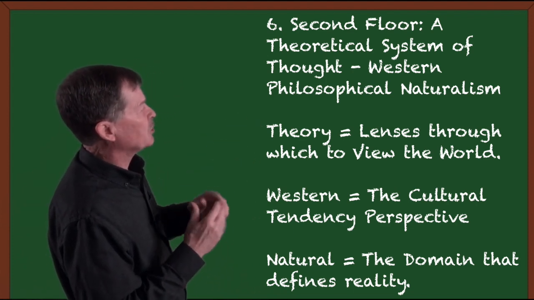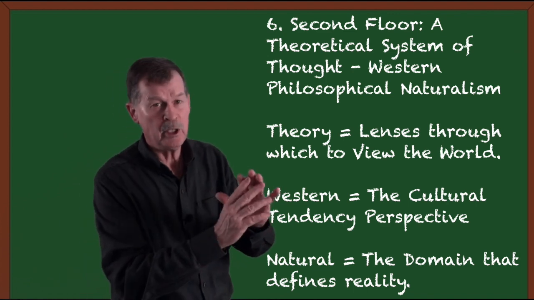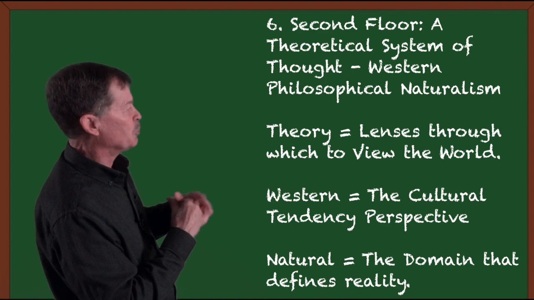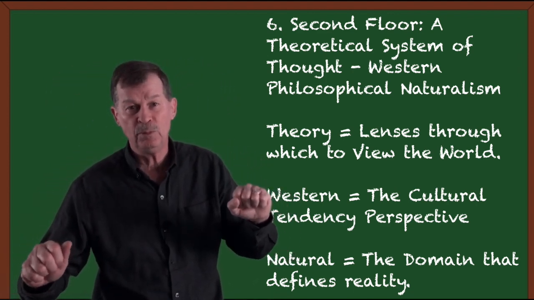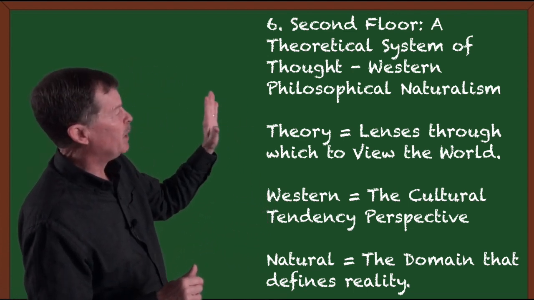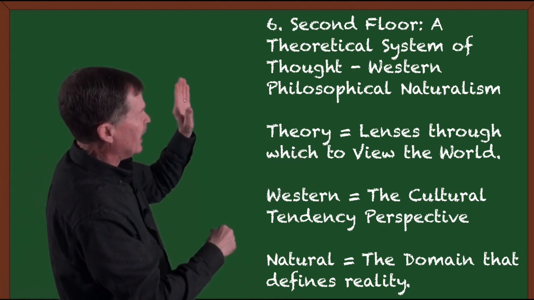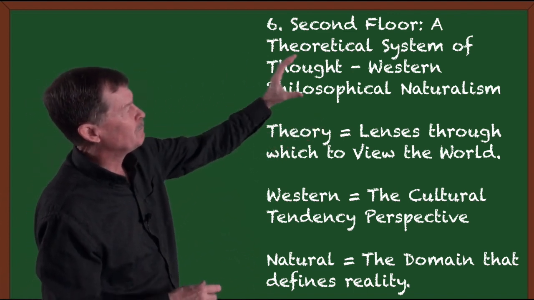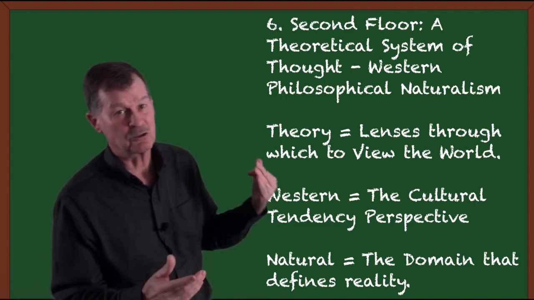Western is the cultural tendency of separating the natural from the supernatural. Natural means the domain that defines reality, because we've separated it off from what could be called the supernatural. So the system of thought produced by the source of reliable knowledge and the 4 basic beliefs forms Western natural philosophy.